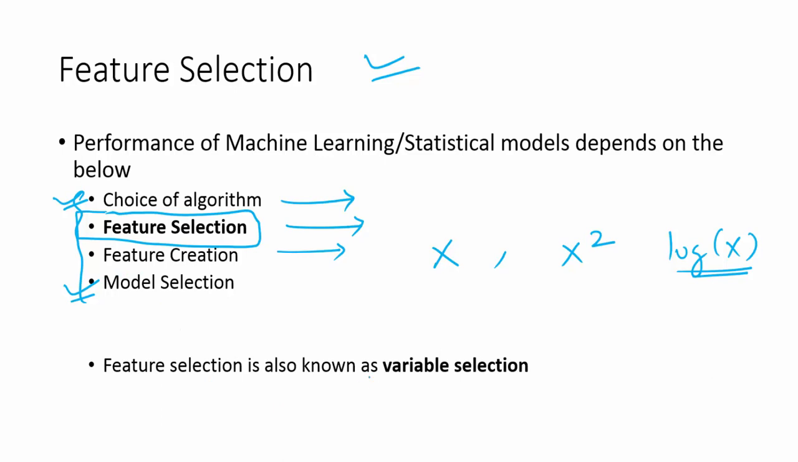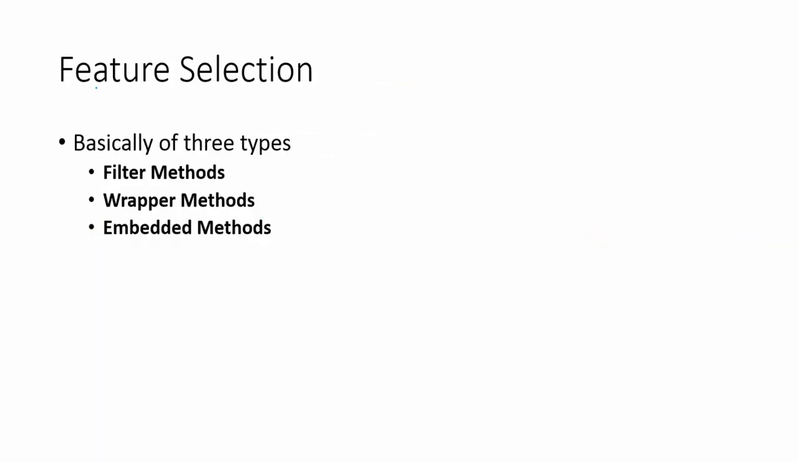Feature selection is also known as variable selection. What are the feature selection methodologies available to us? These can basically be categorized into three types. The first one is filter methods. The second one is wrapper methods. The third one is embedded methods. These are groups of methods, and there are several techniques within each one of these groups.